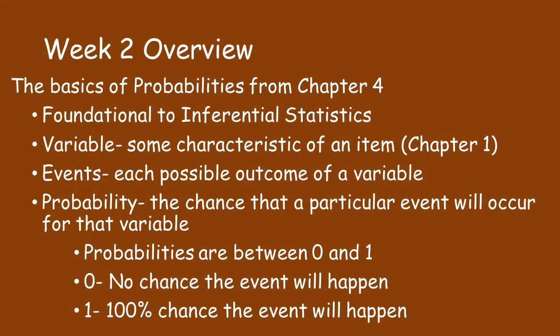Probabilities are always between 0 and 1. 0 is no chance the event is going to happen. It's 0%. And 1, of course, is the complete opposite. There's a 100% chance the event will happen.